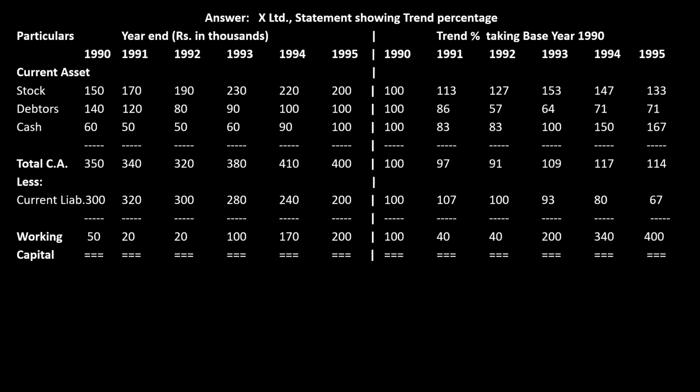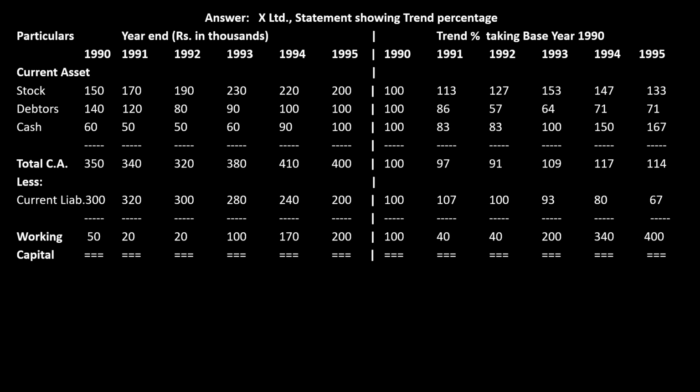The same way, 1994, 220. So 220 by 150 into 100 is 147%. Then next, 1995, 200. 200 by 150 into 100 is 133%. The same way, everything you do. So debtors also, which means for debtors you take 140 as a base.